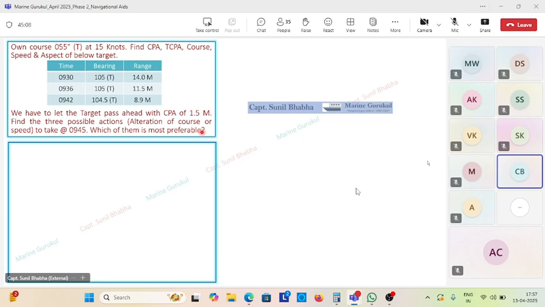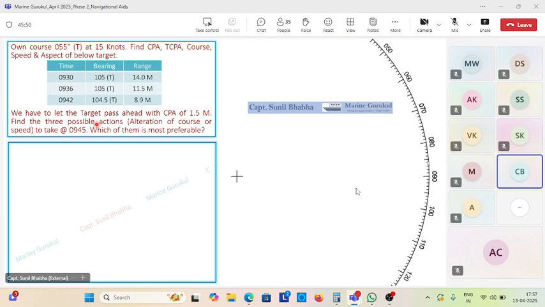Now we need to maintain a CPA of 1.5 miles with this target. Important thing to note is that the action is taken at 0945, that is 3 minutes after the last observation. So if you see, the first part of the question is a simple plotting exercise. Own ship course and speed is given. We have to find the CPA, TCPA, course, speed of the target and aspect. So this is a simple basic plotting question. The second part requires us to predict our action. So let us see how we do this question.